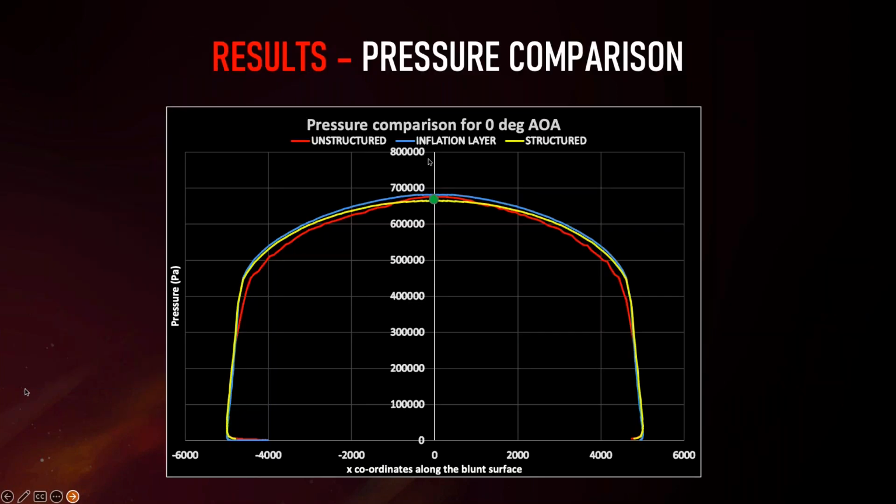For the pressure data, we compared all three types of grids I have shown before: the unstructured grid, the inflation layer, and the structured grid. We also compared with the theoretical value from isentropic flow equations. You can see the values compare pretty well, and the grid does not affect the pressure value that much. But when it comes to the heat transfer, it was a totally different story.